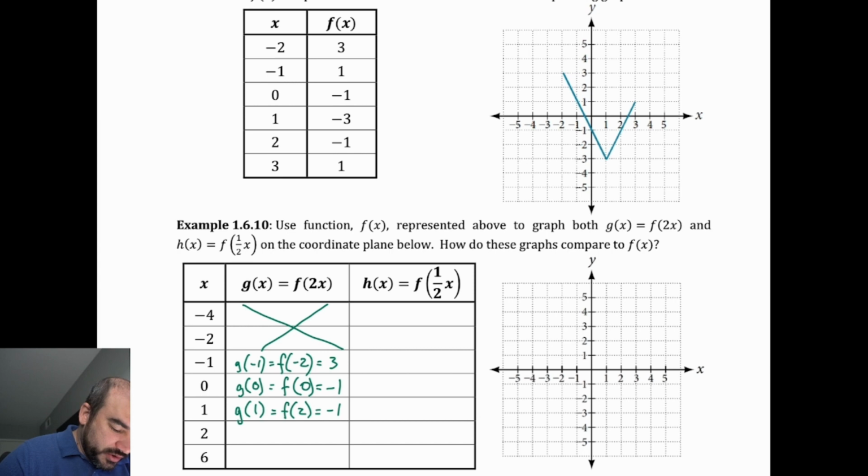And we won't be able to do g of 2 because that'll be f of 4, but we don't have a value for f of 4. So we don't have data for the last two parts either. So we've graphed these 3 points here: -1 comma 3, 0 comma -1, and 1 comma -1.